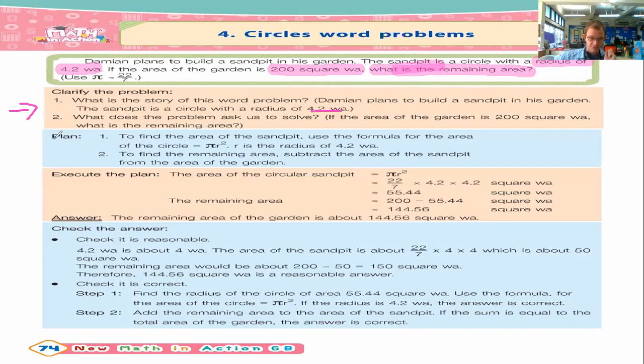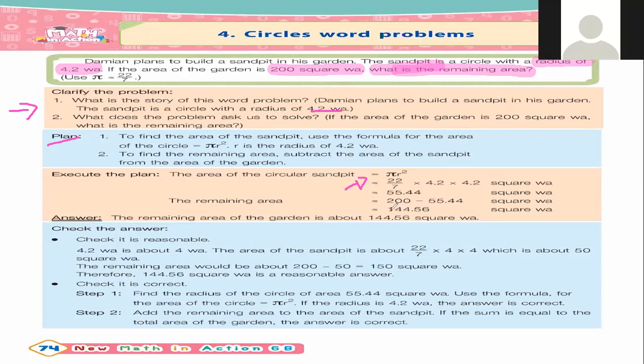Okay. Firstly, we have to plan. Plan to find the area of the sandpit. Use the formula for the area of a circle, pi radius squared. And then to find the remaining area, we subtract the area of the circle from the total area of the garden. So if we calculate pi radius squared over here, you'll end up with 144.56 square.